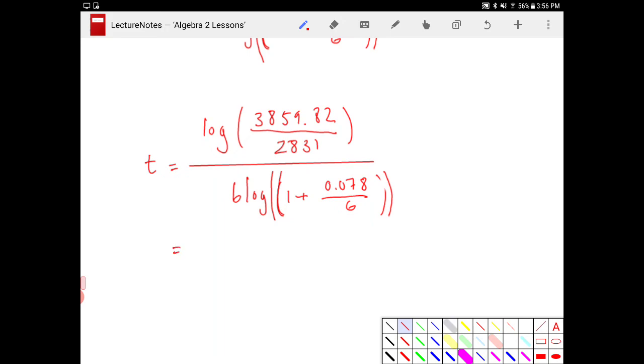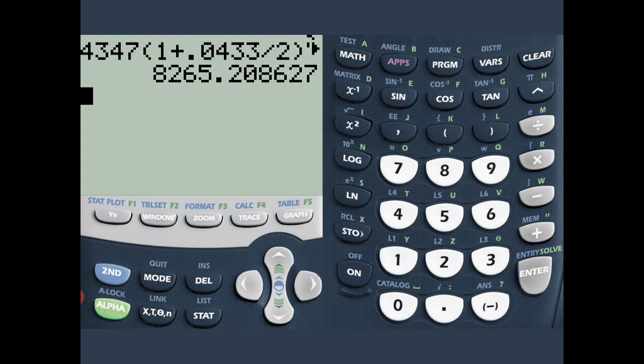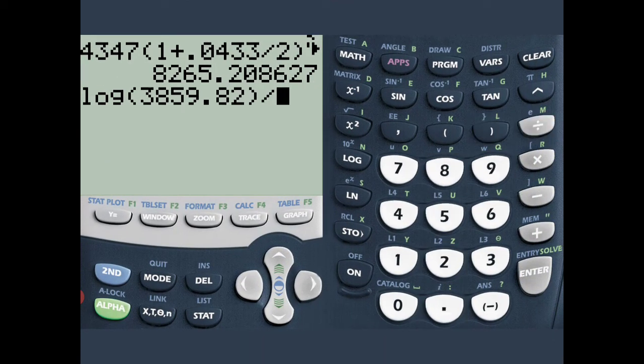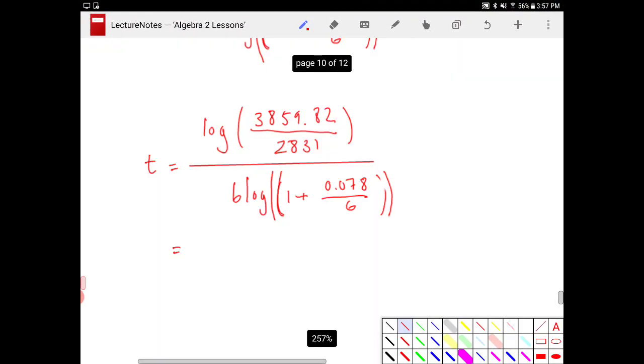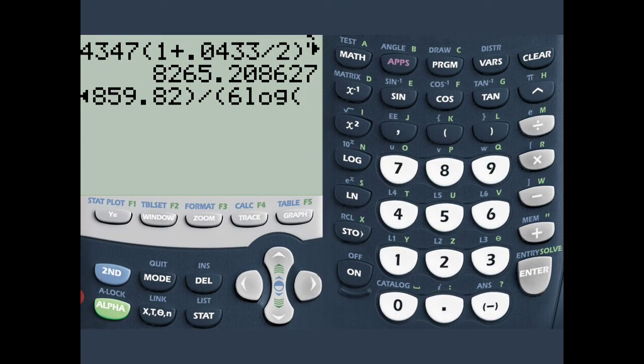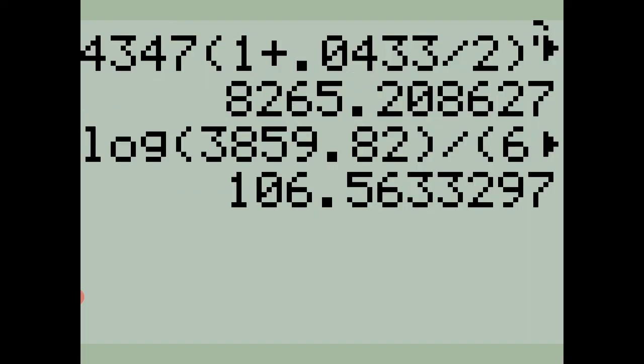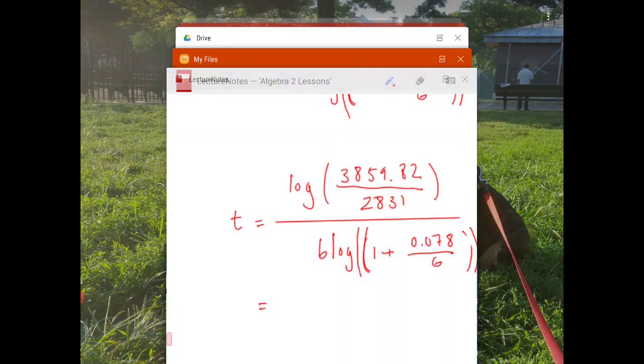So let's punch that in. Log of 3859.82 divided by, open parentheses, 6 times log 1 plus 0.078 divided by 6. Enter. That seems really odd. 106 years does not sound right. So let me take a look at what happened here.